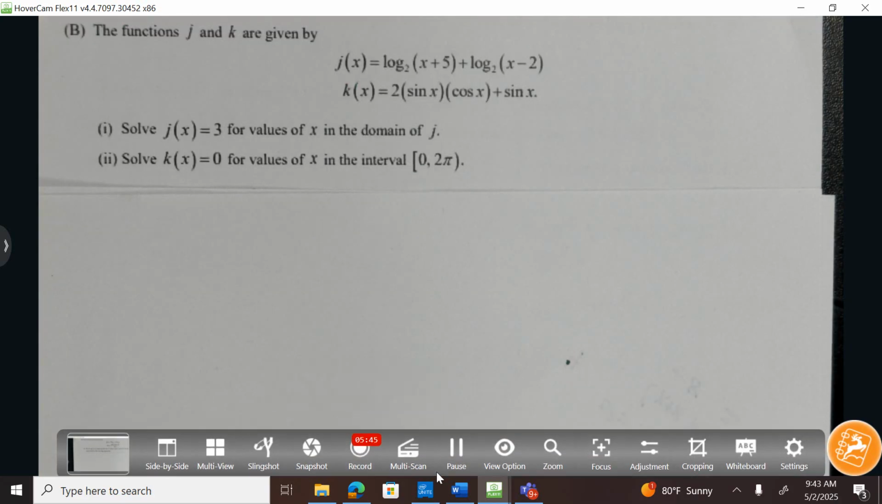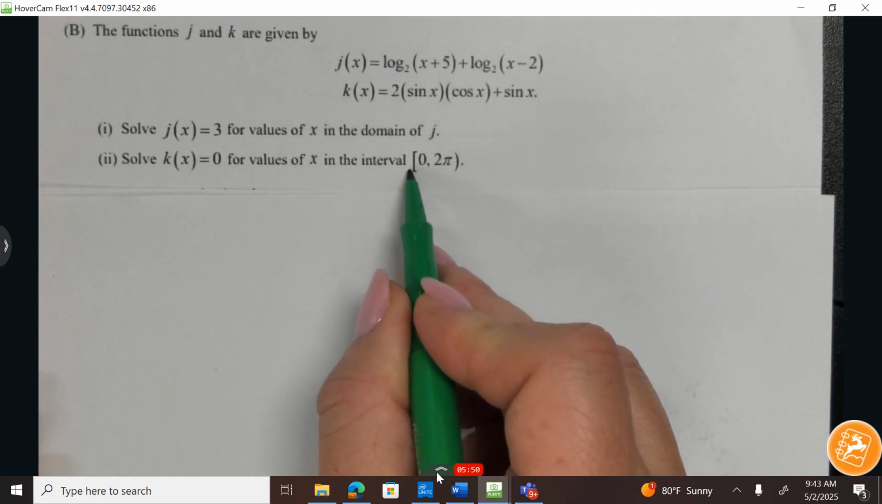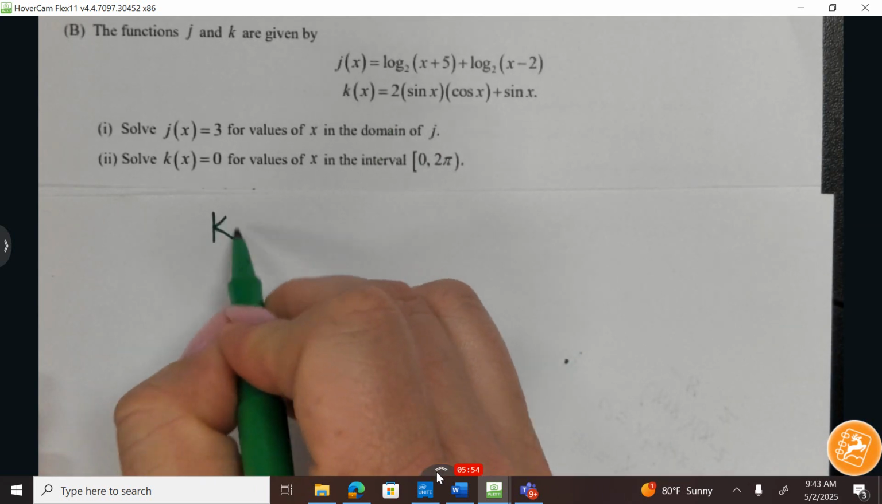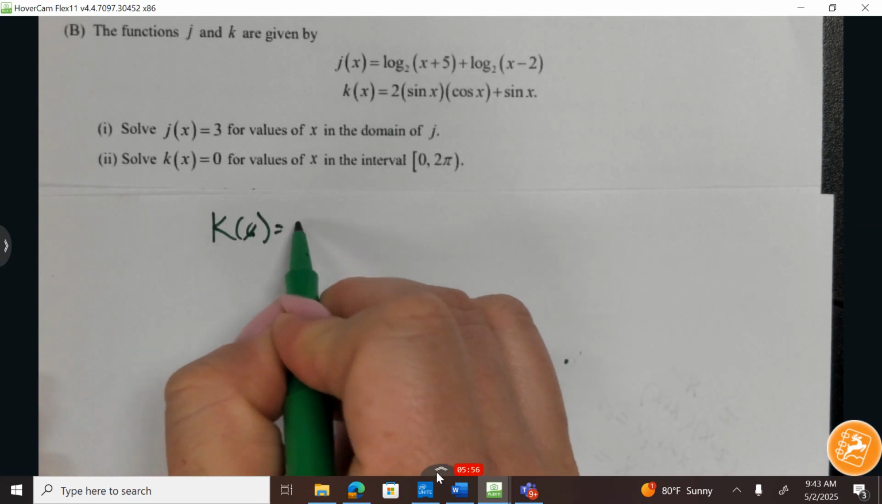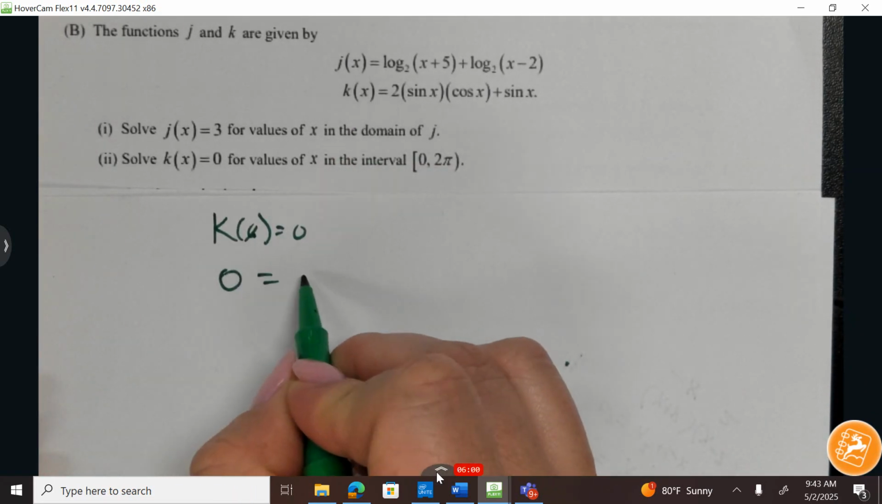Okay, we're on the second part of B now. Notice that I'm going to look for the values of x in the interval where we include 0 all the way up to, but not including, 2 pi. So we're going to take k of x is equal to 0, and now I'm going to replace k of x with 0.